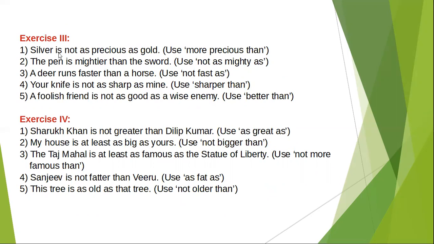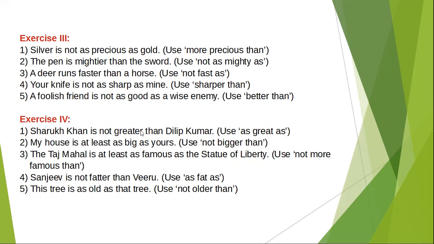Next, exercise 3. Silver is not as precious as gold. The pen is mightier than the sword. A deer runs faster than a horse. Your knife is not as sharp as mine. A foolish friend is not as good as a wise enemy. So the first sentence you can change into comparative, second one positive, third one positive, fourth one comparative, fifth one also comparative.